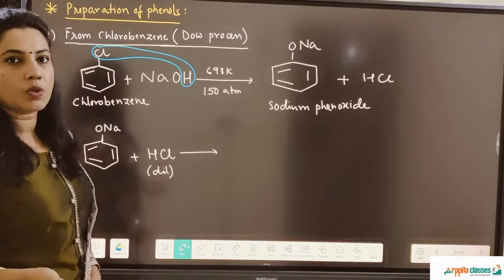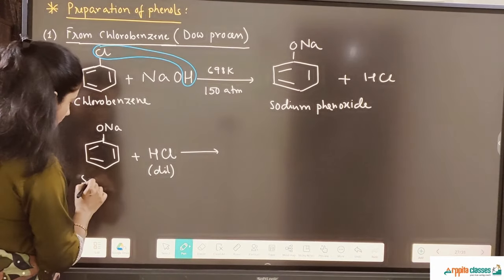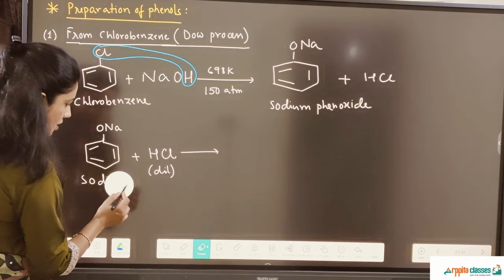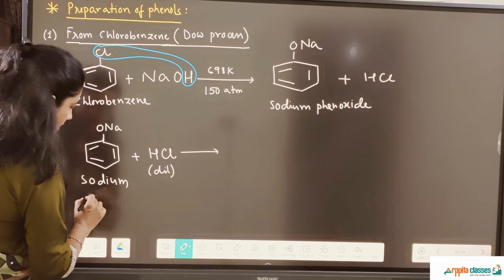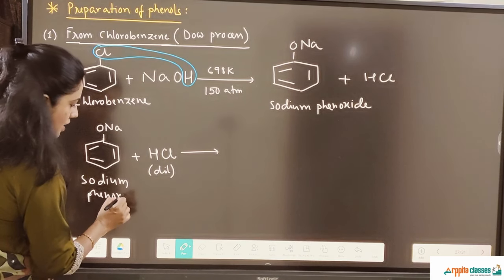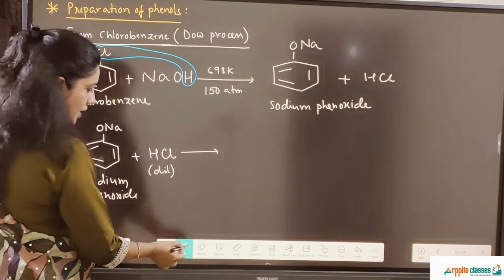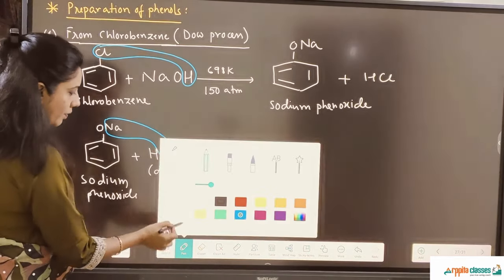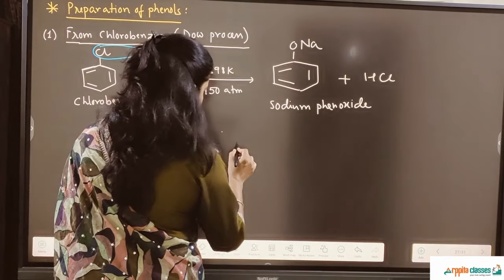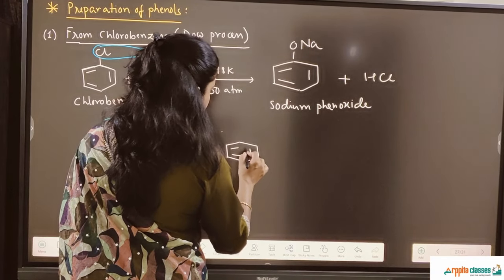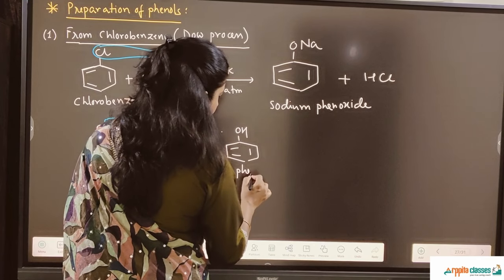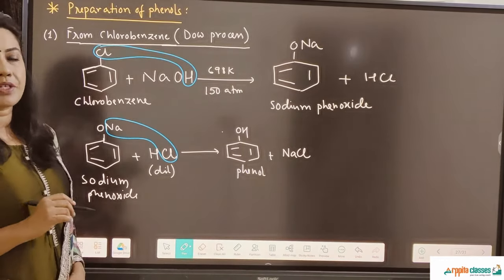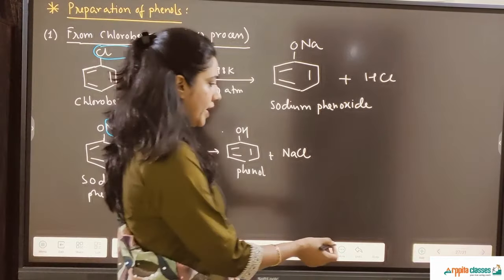Now in the next step, this is a two-step process. Actually in the next step, the sodium phenoxide is diluted with acid. So this is sodium phenoxide, which is diluted with HCl. What happens here is NaCl comes out from here. This is your NaCl coming out, and we get our phenol. So it is OH attached to the benzene ring, which is our phenol, and the byproduct is, of course, NaCl.